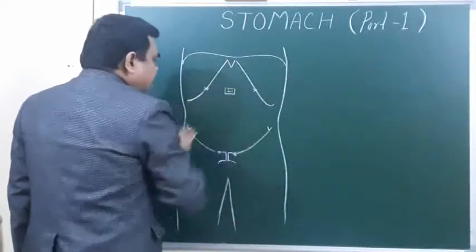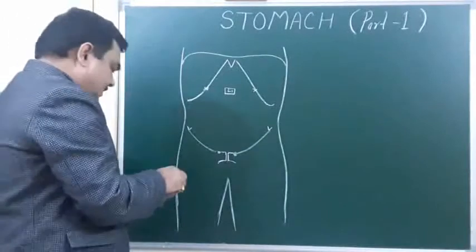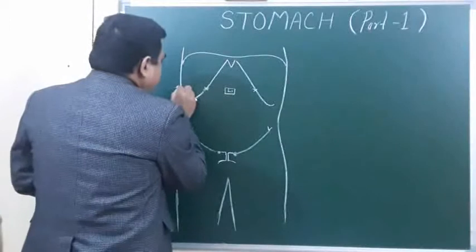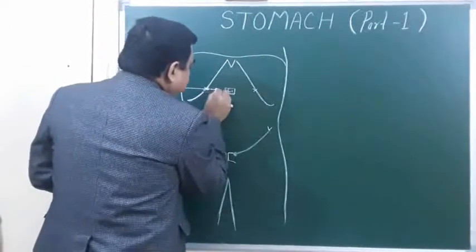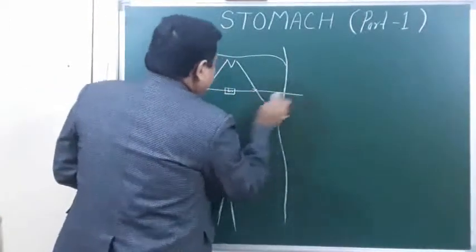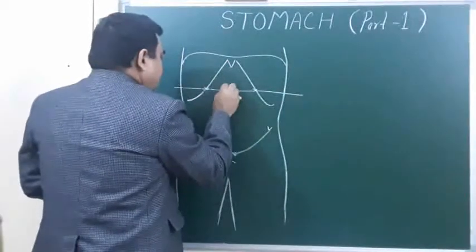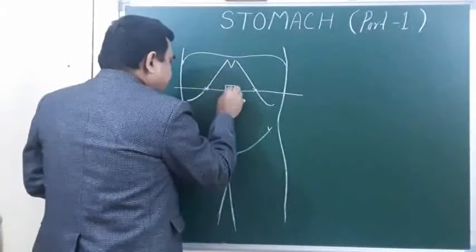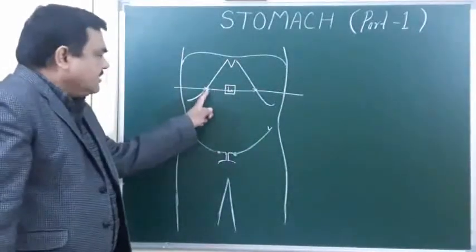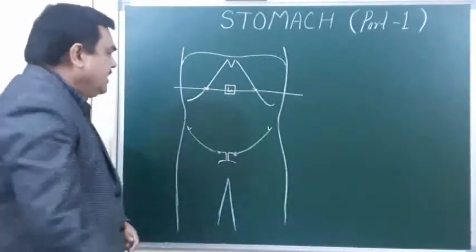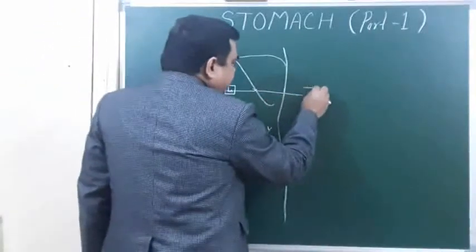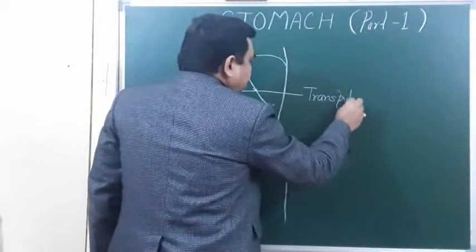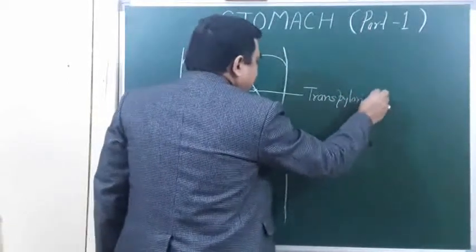This is the L1 vertebra. So this line passes through the lower part of the L1 vertebra, and here it crosses the tip of the 9th costal cartilage. This line is the transpyloric plane.